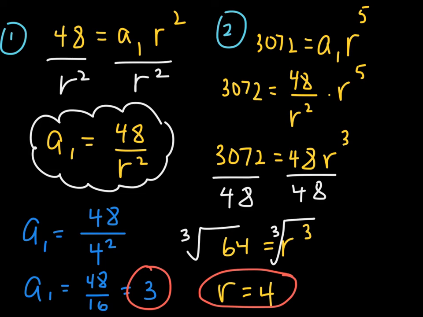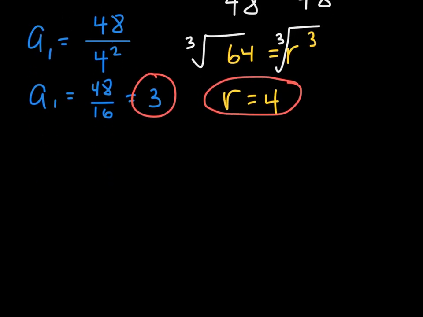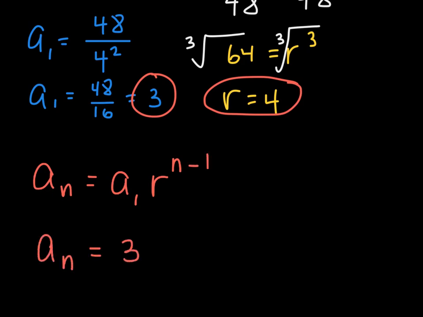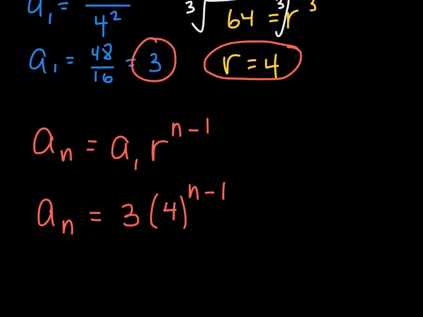I'm excited. Now we can build the general term. The general term for a geometric sequence is a sub 1 times r to the n minus 1 power. So in this case, it'll be a sub n is equal to 3 times 4 raised to the n minus 1. All right, good work, everybody. That's the general term. We did it. Let's go to the last example in this section.